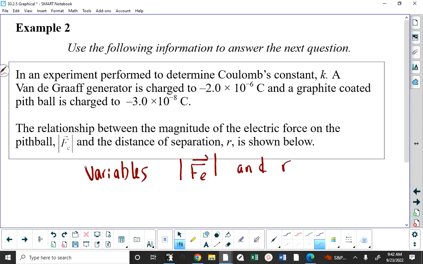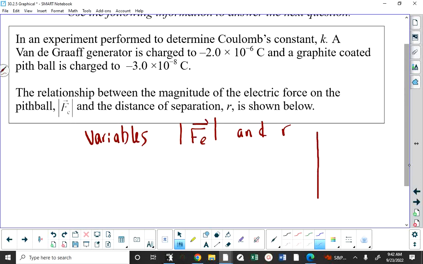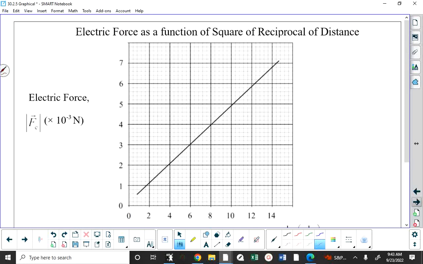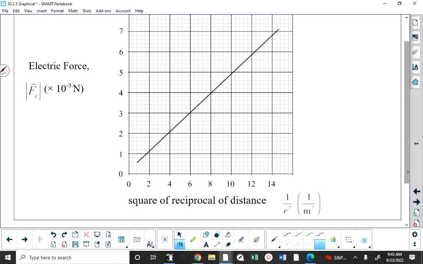Now, I know you've got a graph in front of you, but before you get to the graph, if I were to plot this graph, it would look like that. That's what an inverse relationship looks like. As R gets bigger, the force drops off. It's not a straight line. So I want to explain to you why we get a straight line if you plot 1 over R squared here.